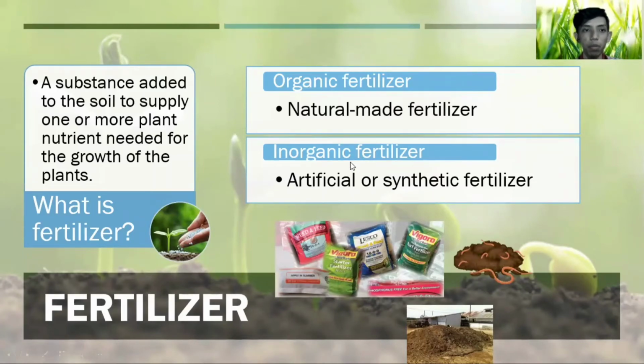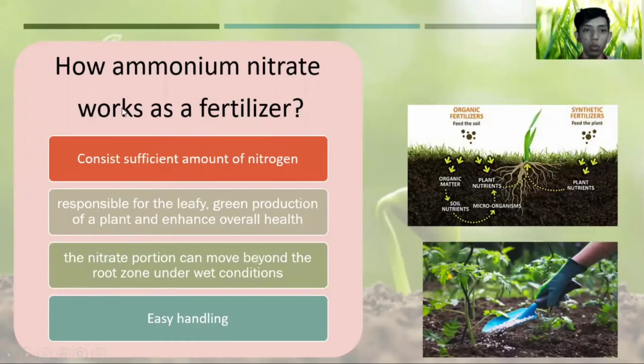Next, how ammonium nitrate works as fertilizer. First and foremost, ammonium nitrate contains a sufficient amount of nitrogen. This ammonium nitrate is very rich in nitrogen content because the nitrogen is provided from both the ammonium and the nitrate itself. The nitrogen provided by this compound is very important to the plant because this macronutrient is responsible for the leafy green production of a plant, and it can enhance the overall health of the plant.